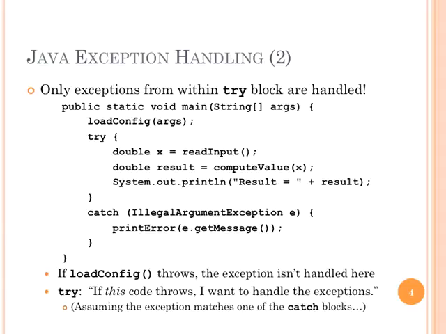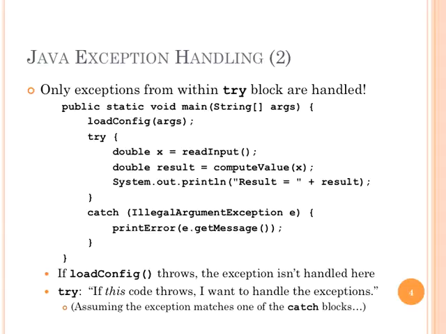So like I say here, if this code throws, the code inside the try block, if that throws, then I want to handle the exception if it is one of the types that is listed in the catch blocks. Okay? And so that also sort of gives us an indication about how to think about this, because clearly when we enter a try block, we need to pay more attention.